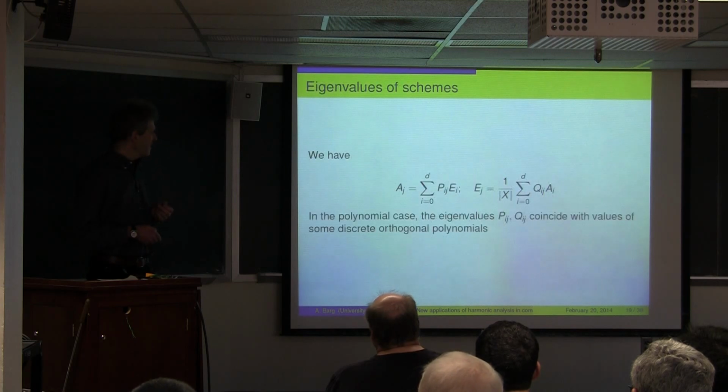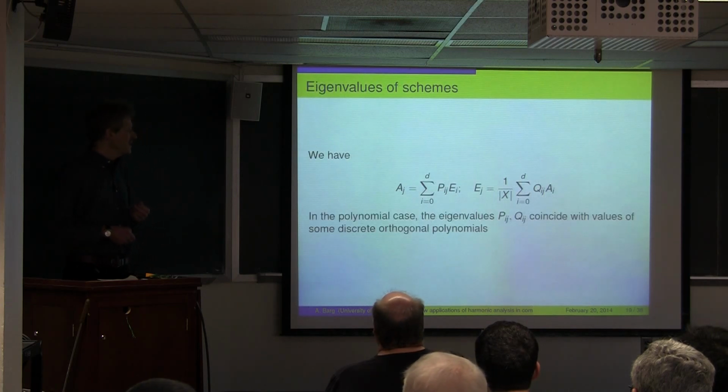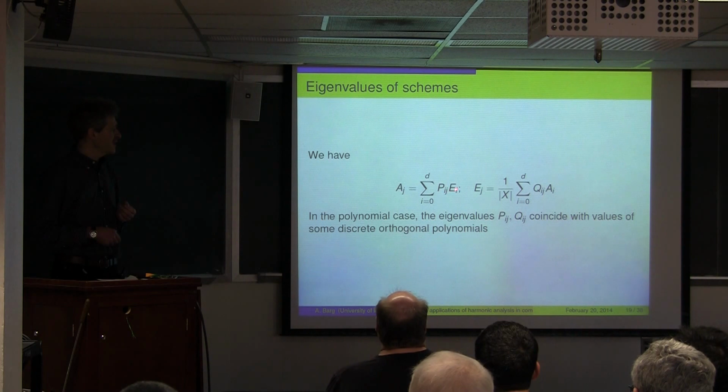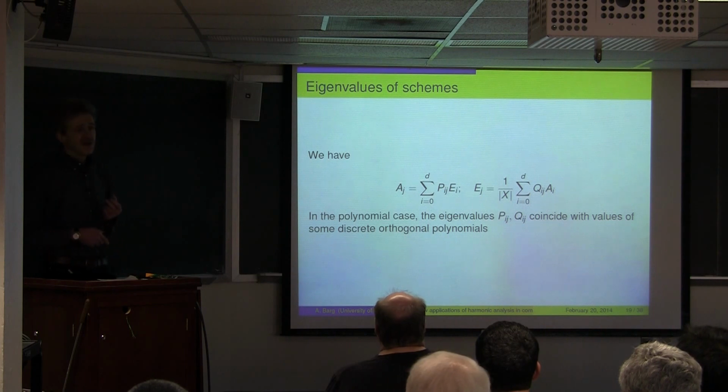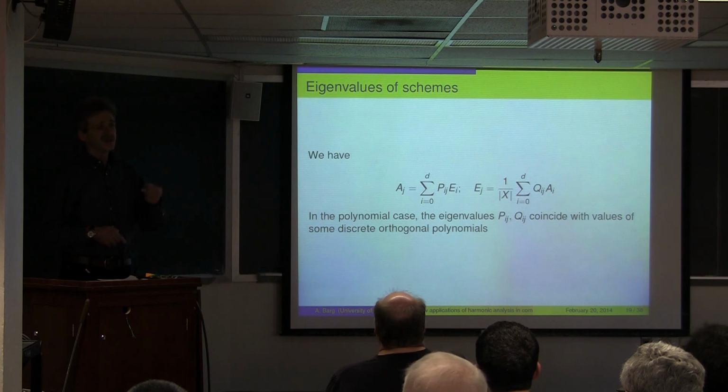Very well. As we said, there are 2 bases of those algebras. One is idempotents, the other is adjacency matrices, and of course Aj can be expressed as a linear combination of Ei's, the projectors, and conversely the same thing happens. Ej can be expressed as a linear combination of Ai's. Those things are indeed eigenvalues of the A's or of the E's, and they're called the first and the second eigenvalues of the association scheme. And in the polynomial case, the eigenvalues are expressed as evaluations of discrete orthogonal polynomials.